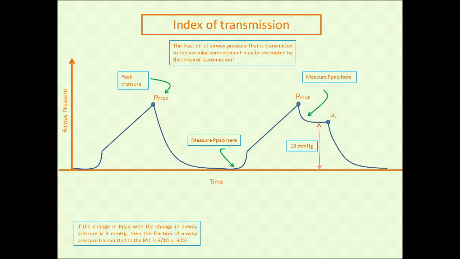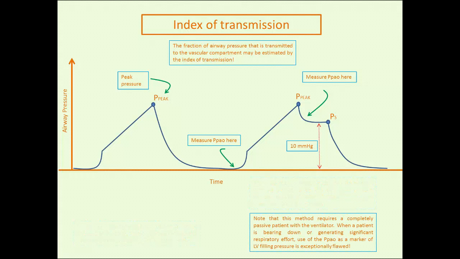Now you may say, well, you just told me that increasing your airway pressure may change the diastolic properties of the right ventricle, which will change the diastolic properties of the left ventricle via ventricular diastolic interdependence, and that is true, but those changes are assumed to be transient and minor, and that you can apply this index of transmission variable as a relatively accurate marker of the transmission of airway pressure to pulmonary vascular pressure.